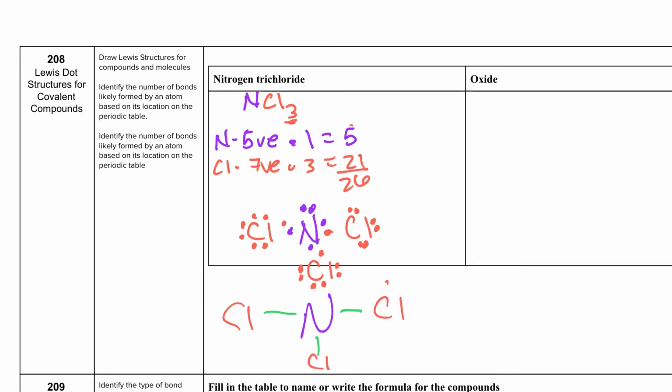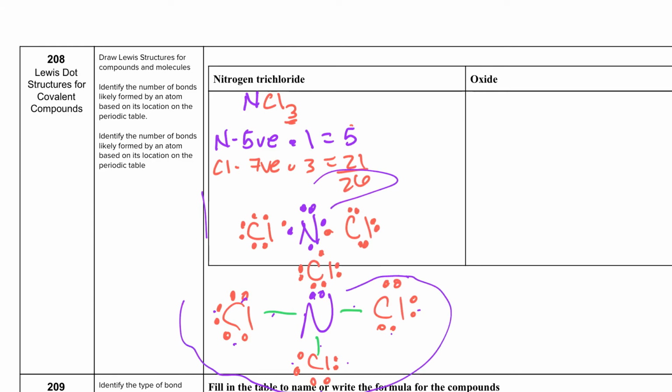And then we have 1, 2, 3, 4, 5, 6 around each chlorine, and then nitrogen still has 2 extra electrons. And then we count 2, 4, 6, 8, 10, 12, 14, 16, 18, 20, 22, 24, 26. So yes, we've correctly accounted for all 26 electrons in our Lewis dot structure of nitrogen trichloride.